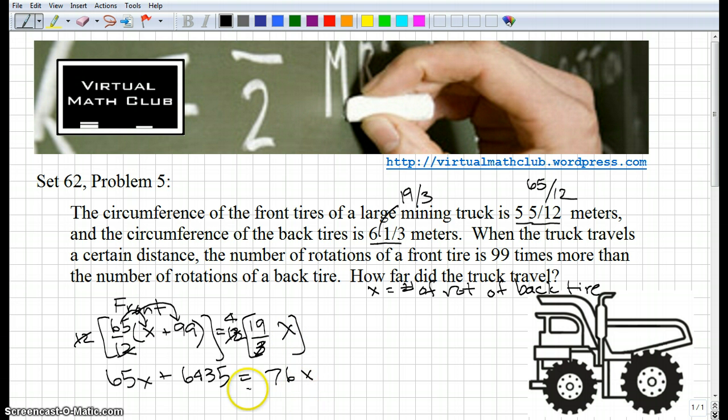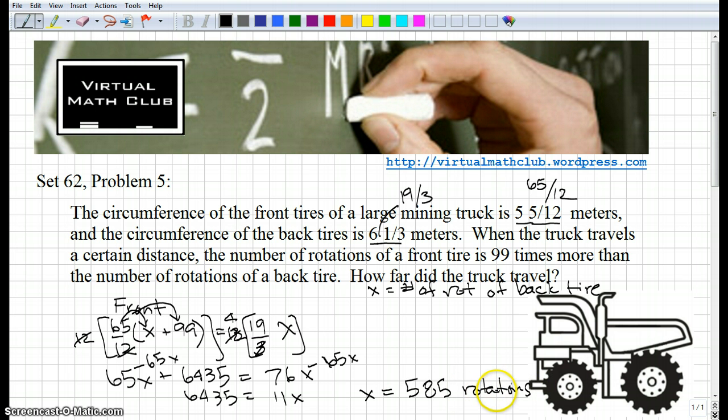Well, this isn't too bad to solve. If we subtract 65x from both sides, okay, we haven't changed the equality, then we end up with 11x is equal to 6435. And if we divide 6435 by 11, we end up with x is equal to 585 rotations.